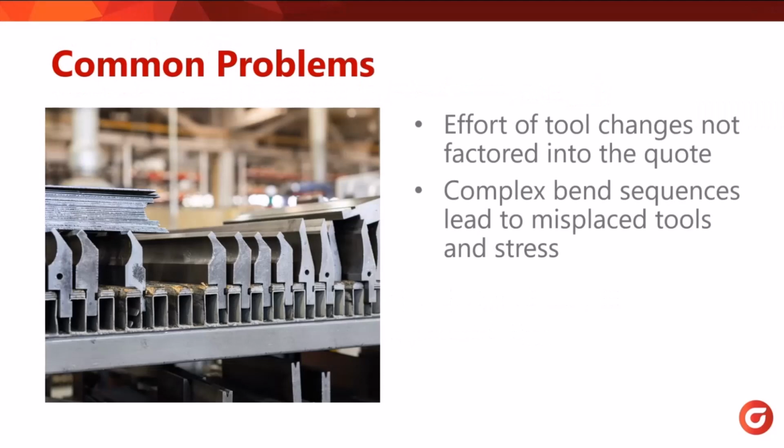So to start out, I just wanted to go over a few of the common problems that we're going to be solving with the tools of our software today. The first one being just general effort of tool changing not being factored into the quoting process. A lot of these shops are able to estimate how long a particular part's going to bend, or they're quoting just on the number of bends on a particular part, but they're not really factoring in how long it's going to take to do the setup for that machine for that particular part, or even changing the setup between parts. So we want to help alleviate some of that and reduce that time.